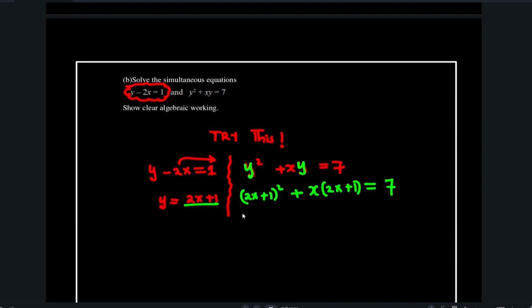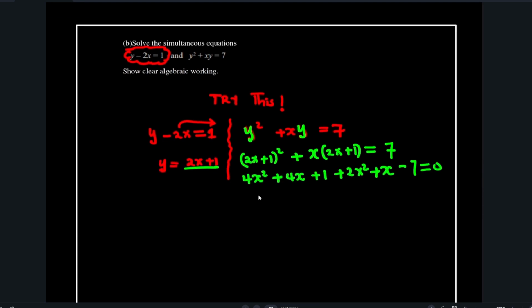Which next step did you follow at this point? All right, you expanded, correct. After expanding, did you get this? And you took 7 to the other side so that you remain with 0 on the right hand side. From here, what next? Yes, putting the like terms together. From here, what next? Solving the quadratic equation.